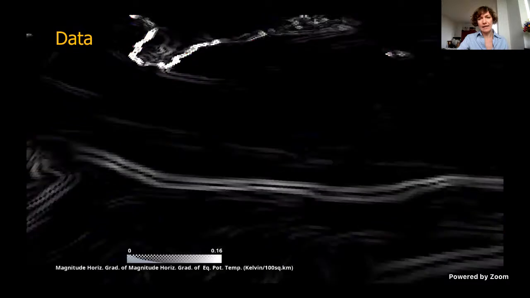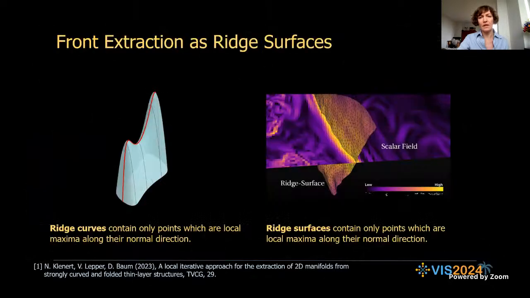The resulting scalar field is depicted in gray shades. As we see, this field has local maxima at the boundary of the frontal zone. So if we extract the local maxima of this scalar field, we find a representation for a front that follows exactly the boundary of the frontal zone. To do so, our approach is to extract ridges in the given scalar field.